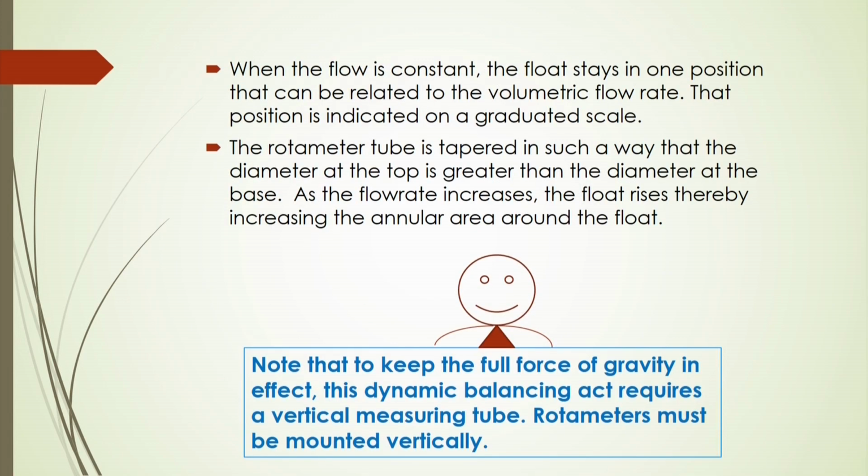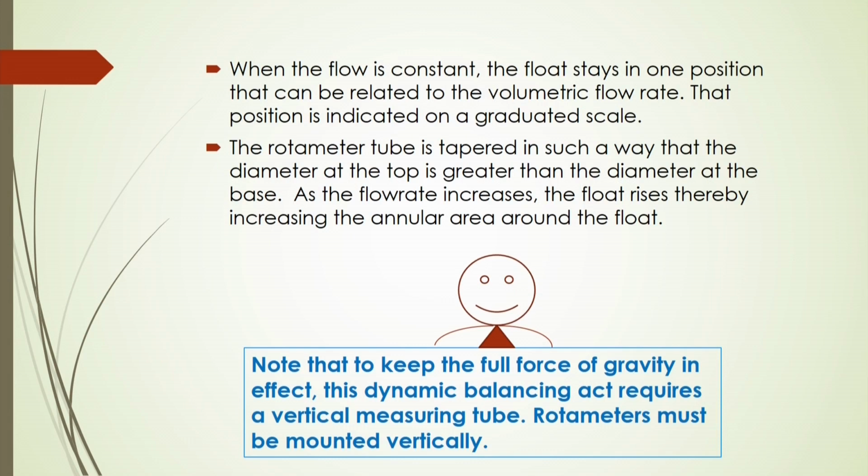And also you have to remember that you have to keep the rotameter in full scale, so as to keep the full force of gravity in effect, and in that case the dynamic balancing act requires a vertical measuring tube. So, rotameters of course must be mounted vertically. Because you are getting the equilibrium position of the float, and you can get it only in the vertical direction, because all the dynamic forces will balance at that particular position of this float.